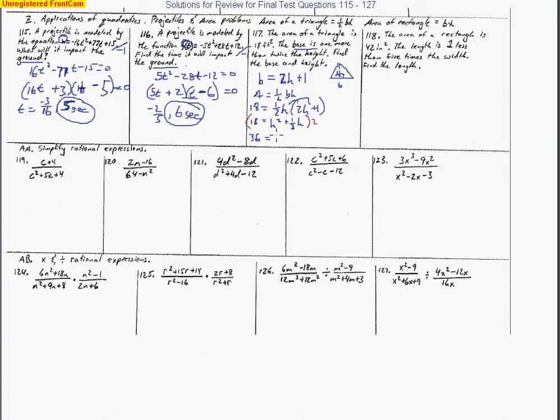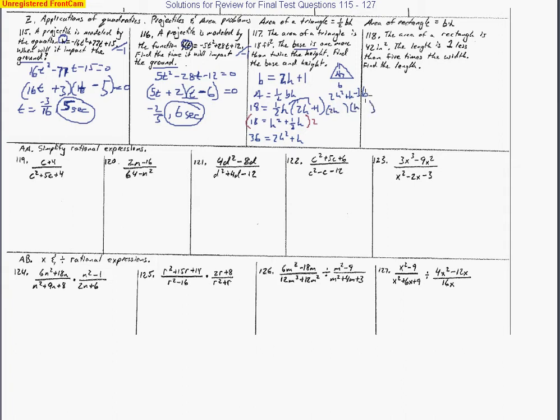36 equals 2h squared plus h. 1/2 of 2 is 1. So I can go ahead and move this 36 over. Let's go ahead and rewrite it. 2h squared, and then plus h minus 36. Well, I'll go ahead and factor now. And I'll start with the 2h and the h.